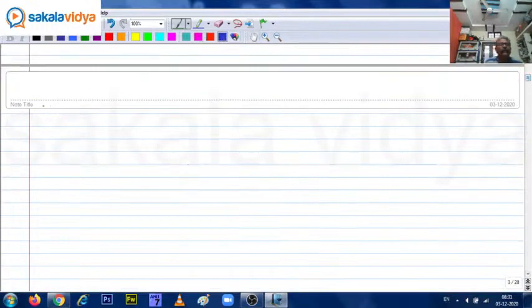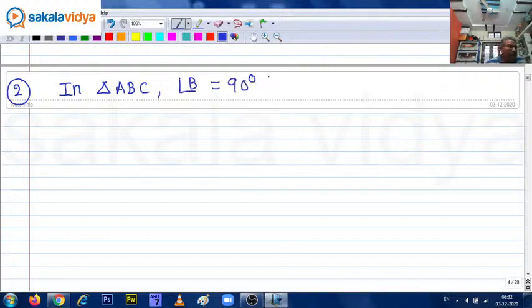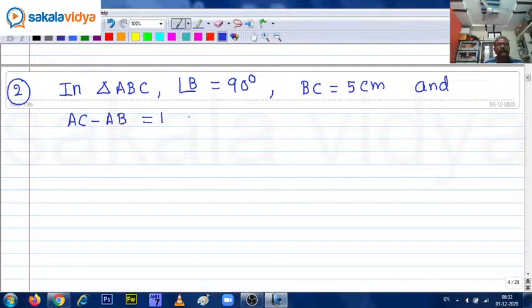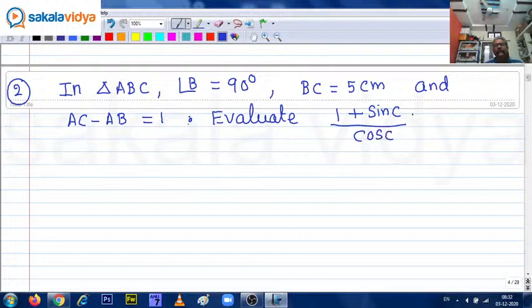Okay, second problem. In triangle ABC, angle B equals 90 degrees, BC is equal to 5 centimeters, and AC minus AB equals 1. Evaluate, that means find, (1 plus sin C) upon cos C. So you need to find this value.